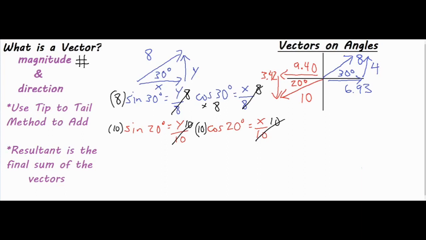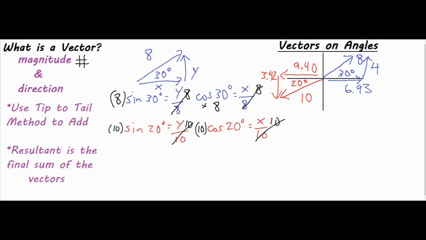All right, so I went ahead and basically did a similar process for my red vector over here. It's going downwards to the left, and again, I use sine to find my y component, and then I use cosine to find my x component the same way I did up here, and I got 9.40 for my x component, and then 3.42 for my y component.